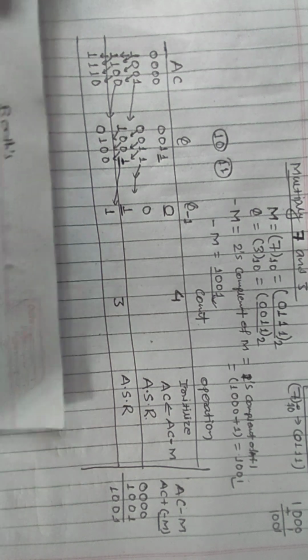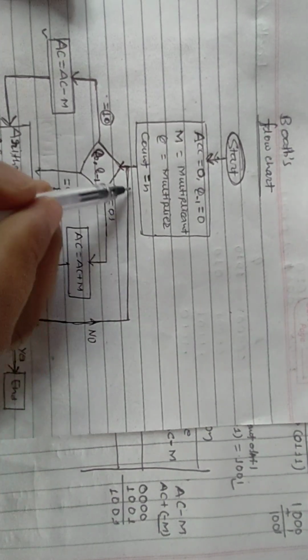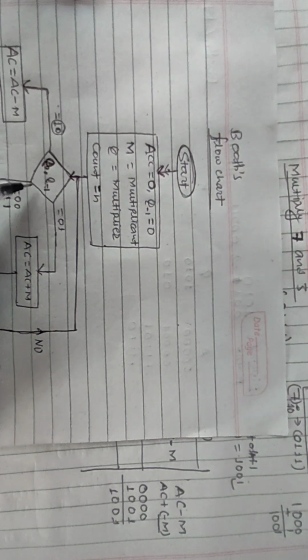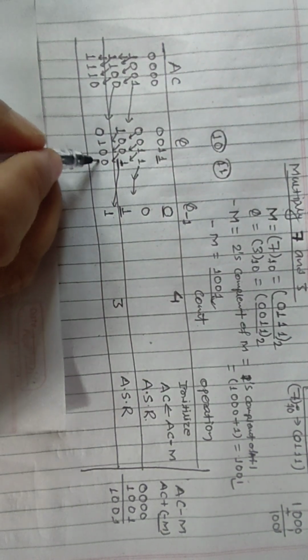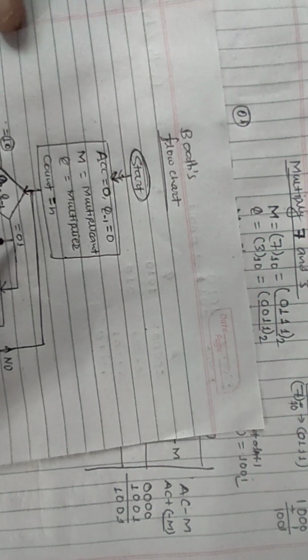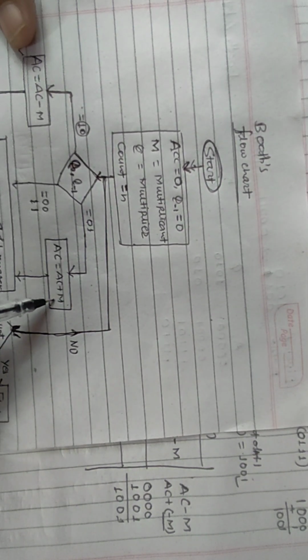Now once again after terminating these steps, we will return back to Q naught and Q minus 1. In this Q naught and Q minus 1, once again let's compare the value of this one and this one. So this is the combination of 0 and 1, and the combination of 0 1 will go towards AC is equal to AC plus M.